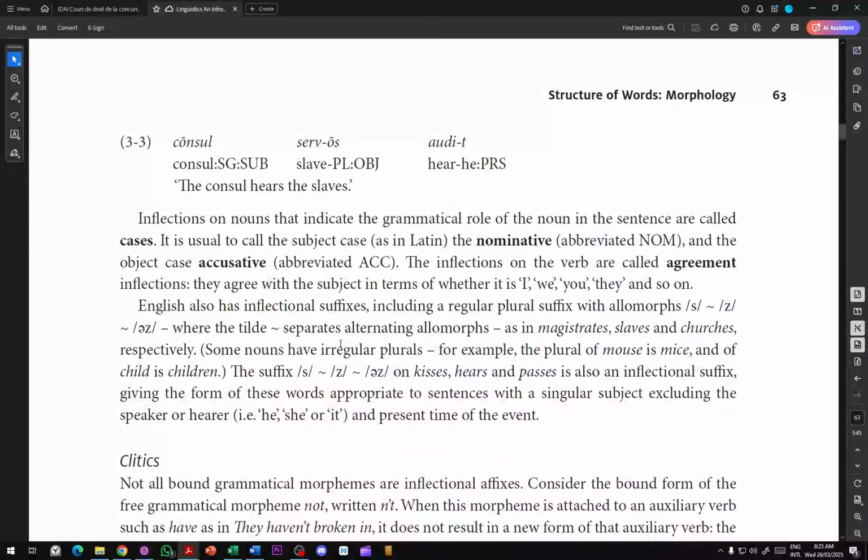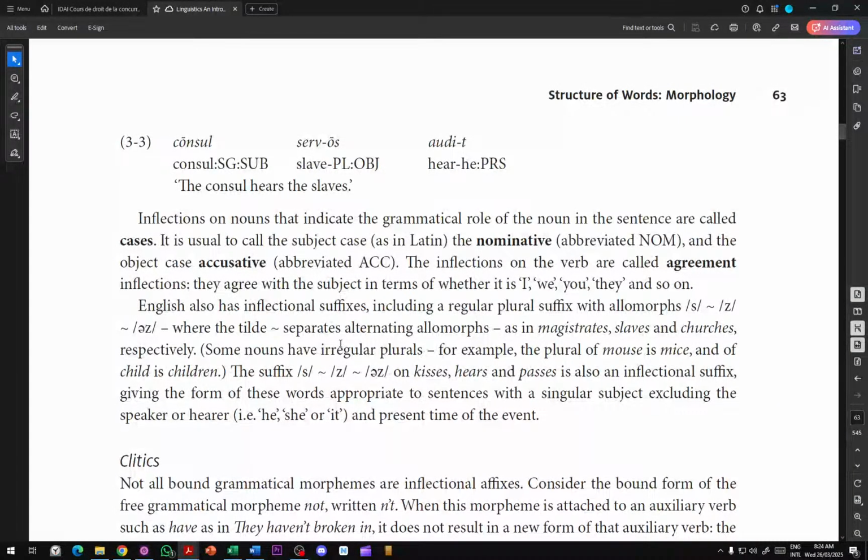They agree with the subject in terms of whether it is I, we, you, they, and so on. Okay.